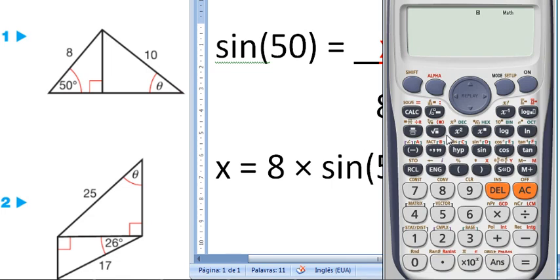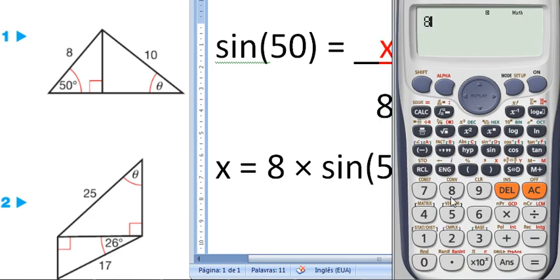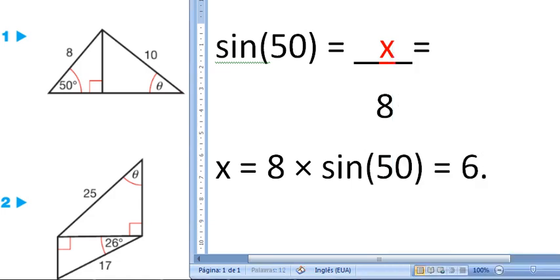Let's take our calculators. 8 times the sine of 50. This is going to be your answer. Rounded to 2 decimal places, 6.13. Okay?